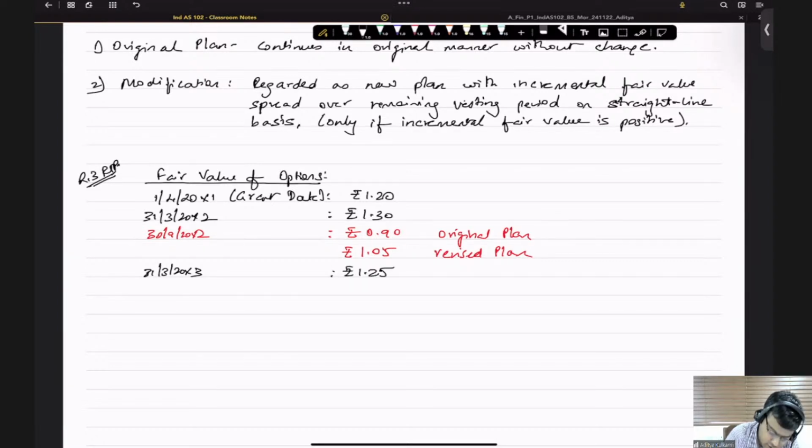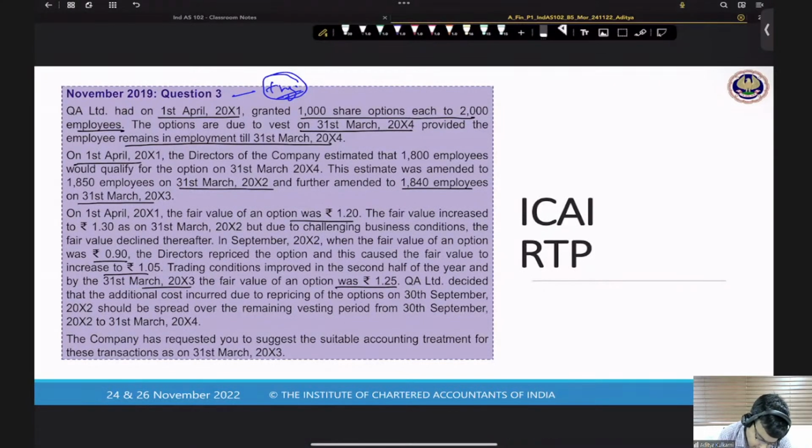Rupees 1.25. QA Limited decided that the additional cost incurred due to repricing of options on 30th September X2 should be spread over the remaining vesting period from 30th September X2 to 31st March X4. Even if this sentence was not given, this was what we would do. This sentence is given only to increase the size of the question. We would do the same even if this was not given. The company has requested you to suggest the suitable accounting treatment for these transactions as on 31st March 20X3.